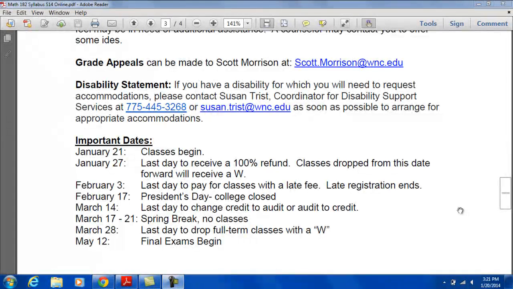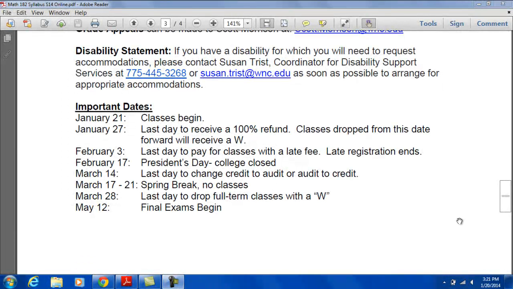Grade appeals can be made to Scott Morrison, the Director of Liberal Arts. And disability statement: if you have any disability for which you will need to request accommodations, please contact Susan Trist, the Coordinator of Disability Support Services. There's her number, and then there's an email link, as soon as possible to arrange appropriate accommodations.